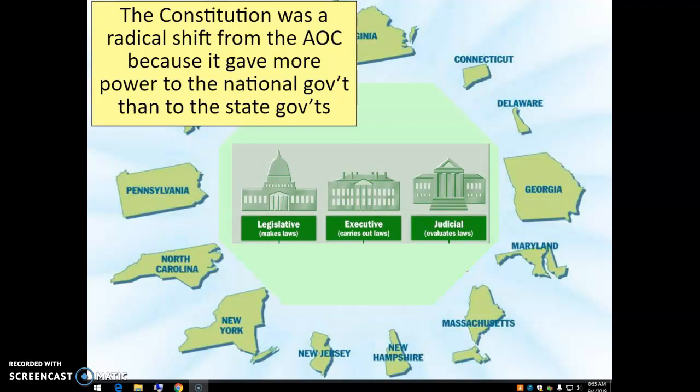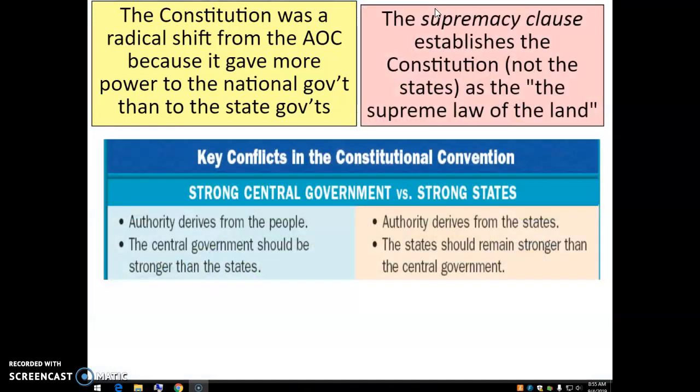And you have your legislative branch, and this will hopefully ring a bell from your civics class. You have the legislative branch to make laws, the executive branch to carry out laws, and the judicial branch to evaluate laws. This is not to say that states had no power, but they're going to have substantially less power than they did under the Articles of Confederation.